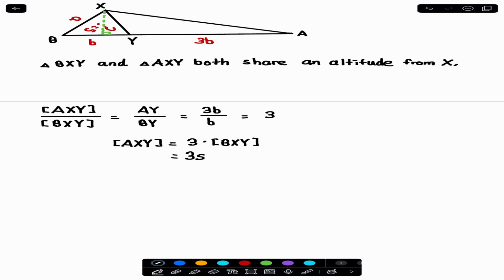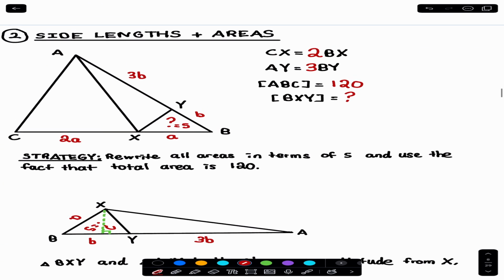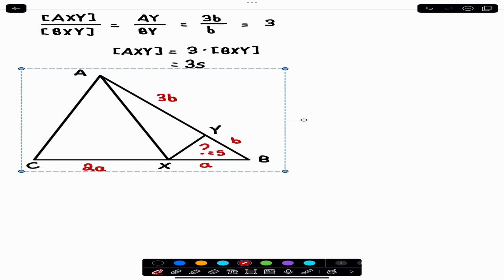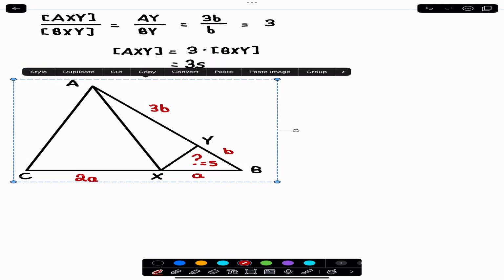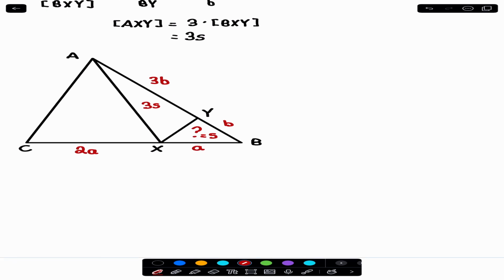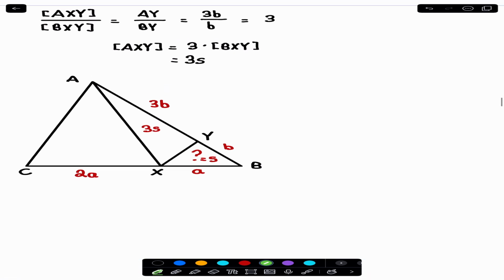Awesome. We can go ahead and fill that into this diagram. 3S. That's very, very useful, what we just found. Let's continue our success. Same thing. Now, I'm actually going to fill this in with 3S. Because now, this is actually oriented the right way. Actually, I was going to turn it around, but no need to. I'm going to drop an altitude from point A.